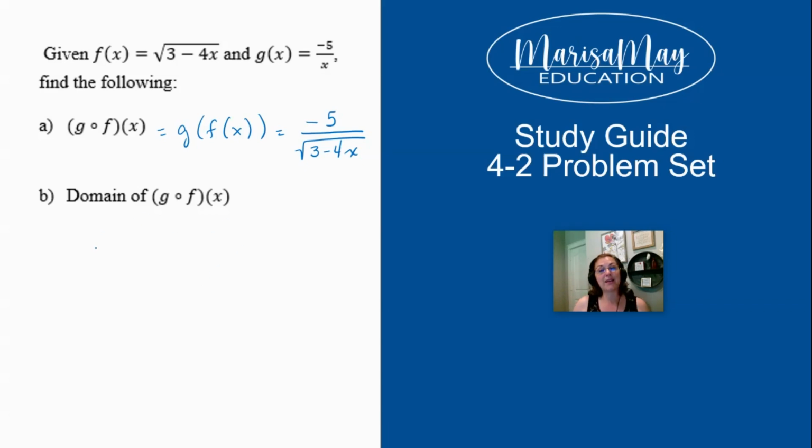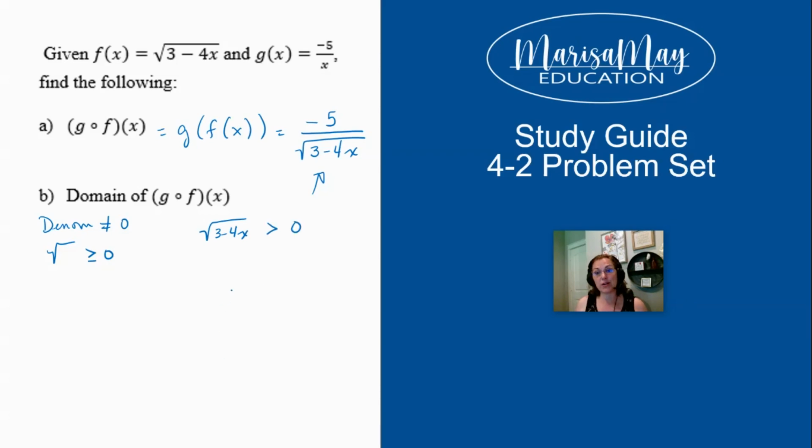Now, the second part is the domain. So we're looking at this expression here and asking, what's the domain? Well, there are two rules of domain: denominators cannot be equal to 0, and radicals or square roots must be greater than or equal to 0. We have a mixture of both here. We have a square root that's in a denominator. So I know that this square root of 3 minus 4x can't be 0 and it better be positive. So it's got to be positive.